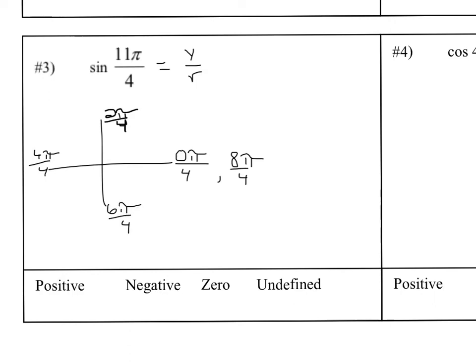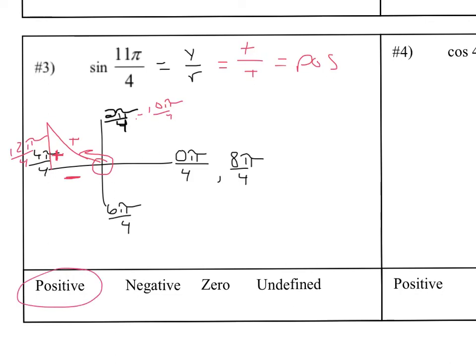Still haven't gone far enough. We're supposed to get to 11. So if you look at our numerators, they're increasing by 2 each time. 0, 2, 4, 6, 8. If we continue here, we're going to have 10 pi over 4. Then we're going to have 12 pi over 4. So 11 is a complete revolution and then ends up in quadrant 2. In quadrant 2, your x value is negative. Your y value is positive. And your R value is always positive. Therefore, this is a positive divided by a positive, which is a positive. The answer to this question is going to be a positive answer.